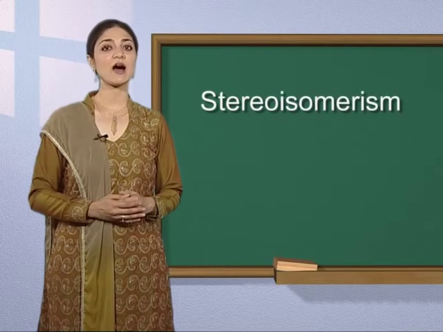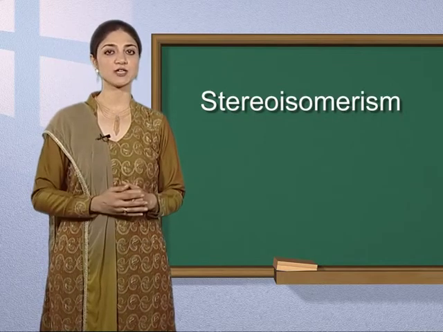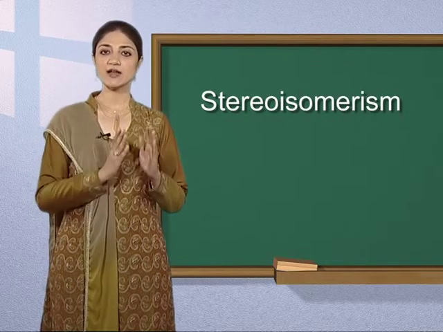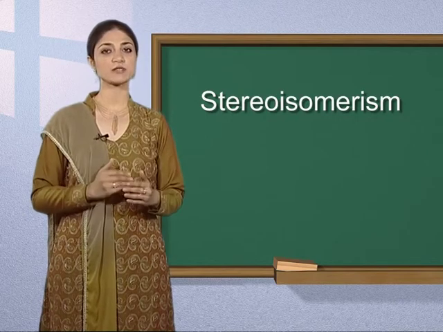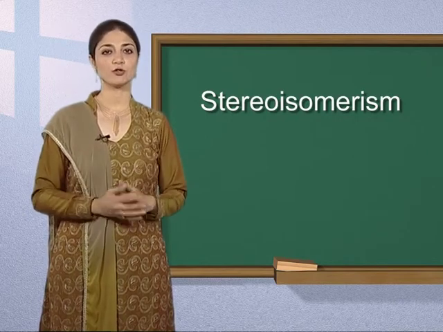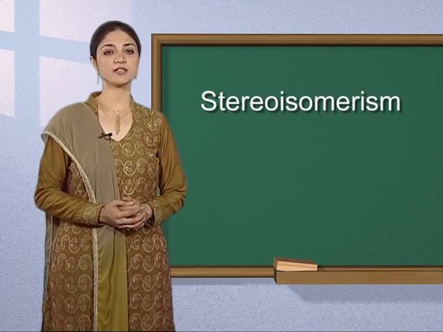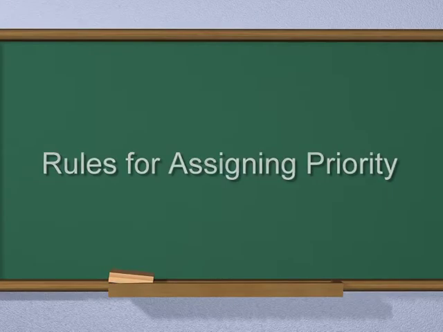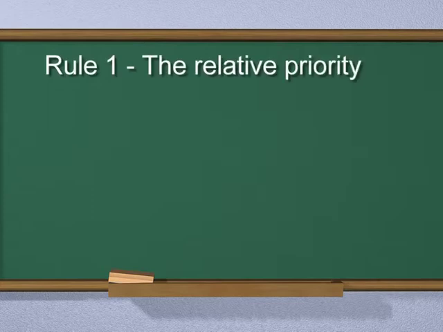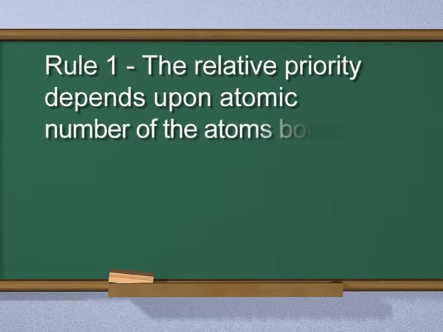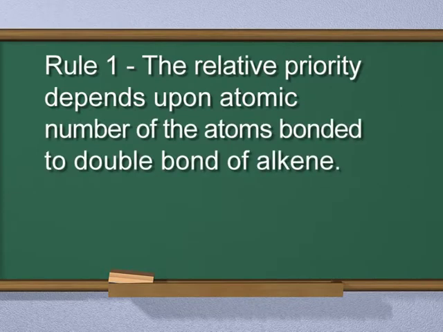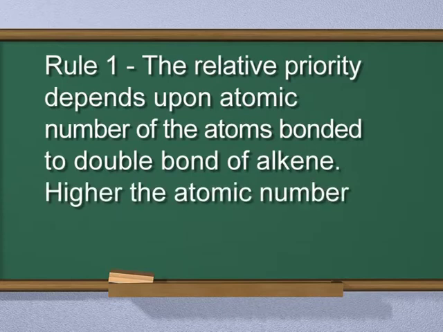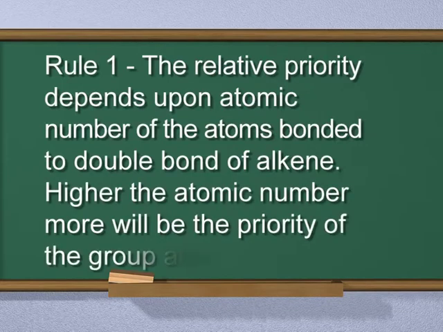Now let us see how priority of groups attached is decided. For assigning the priority of the groups attached, few rules are followed. Let us have a look at these rules one by one. Rules for assigning priority. Rule 1. The relative priority depends upon atomic number of the atoms bonded to double bond of alkene. Higher the atomic number, more will be the priority of the group attached.